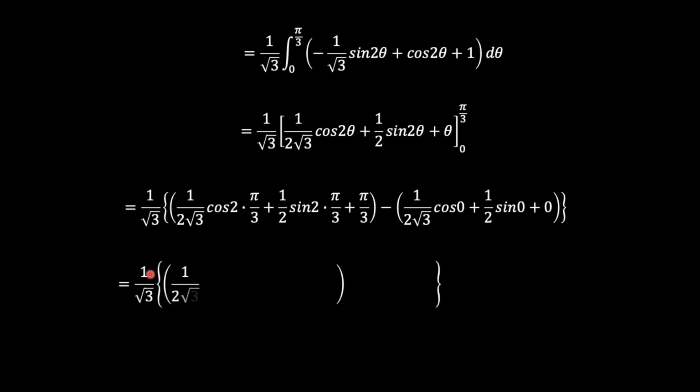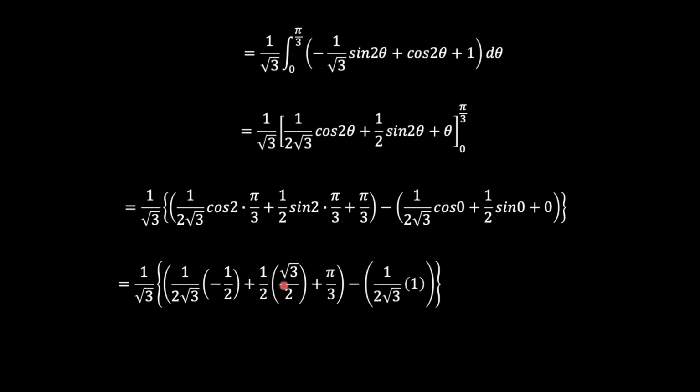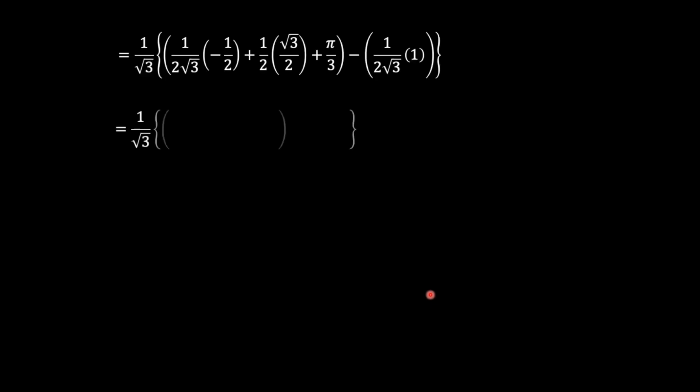So we have 1 over root 3, and here we have 1 over 2 root 3. In place of cosine 2 pi over 3, we have negative a half. In place of sine 2 pi over 3, we have root 3 over 2. And in place of 0 here, we have 1, and so this becomes 1 over 2 root 3. And the rest becomes 0, it just vanishes. And so the next thing we do is, we have here negative 1 over 4 root 3 plus root 3 over 4 plus pi minus 1 over 2 root 3.